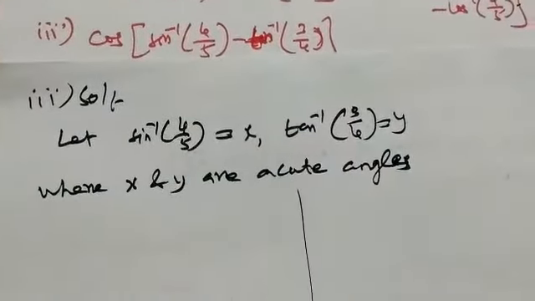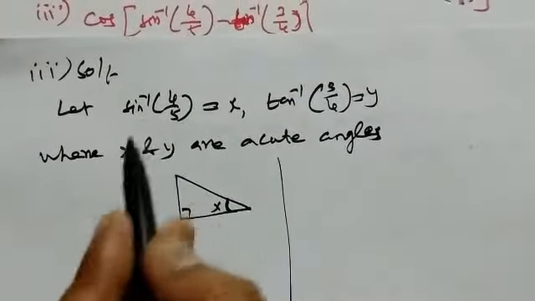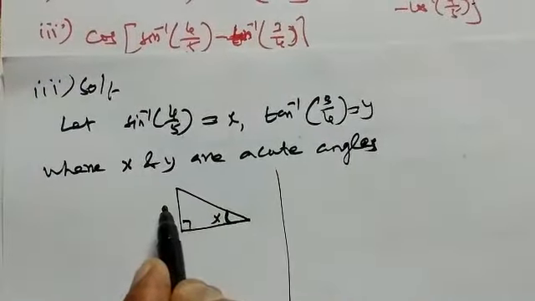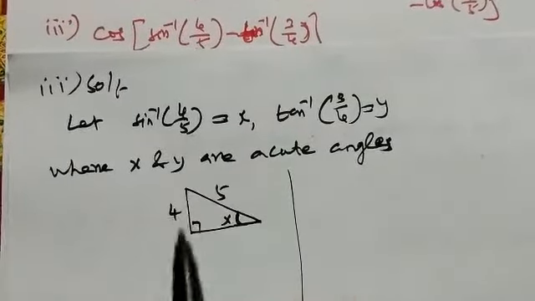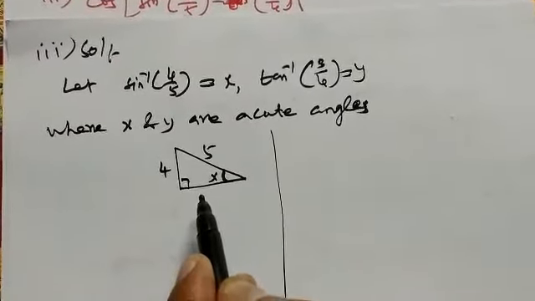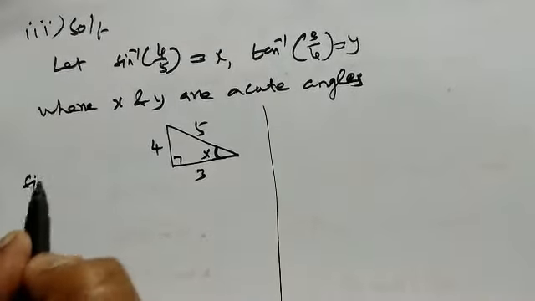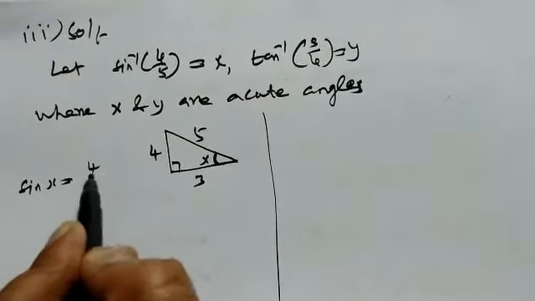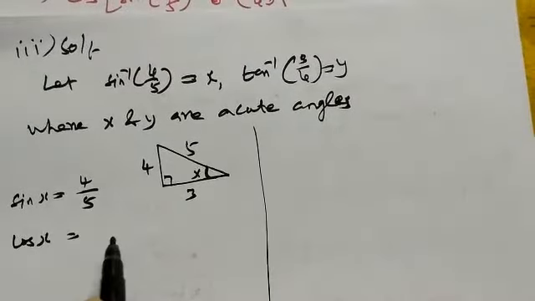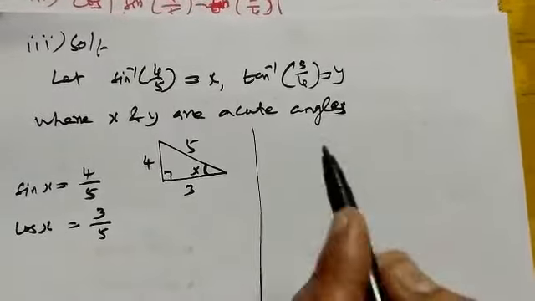Here we apply the Pythagoras theorem. First, take x. This is angle x. Sin theta equals opposite side by hypotenuse. Sin inverse of 4 by 5: opposite 4, hypotenuse 5. The adjacent side is square root of 5 square minus 4 square, square root of 25 minus 16, square root of 9, which is 3. Sin x equals opposite by hypotenuse, 4 by 5. Next, cos x equals adjacent side by hypotenuse, 3 by 5.